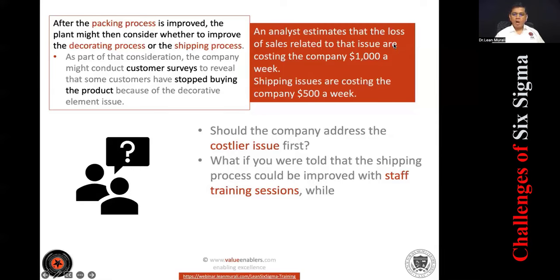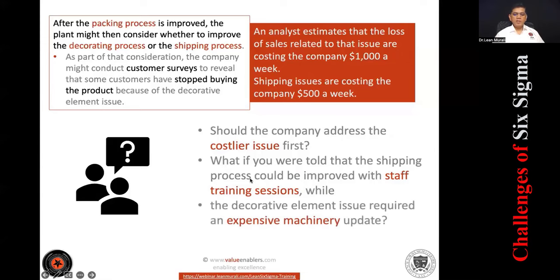For example, what if I were to tell you that the shipping process could be improved with some staff training sessions, while the decorative process can be improved with expensive machinery, because the machinery will put it right in the center. Which process will you improve first, shipping or decorating? Okay, great. Shipping, okay.